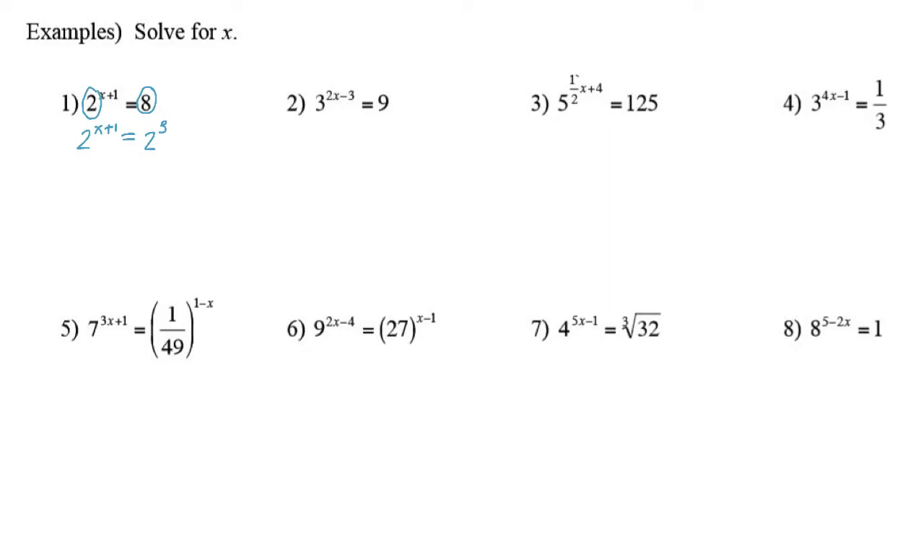And notice 2 to the x plus 1 will stay the same. Now that these bases are the same, I can set up an equation from this. I'm going to set my exponents equal to each other. So I would get x plus 1 equals 3, and very quickly we see that x would have to be 2.